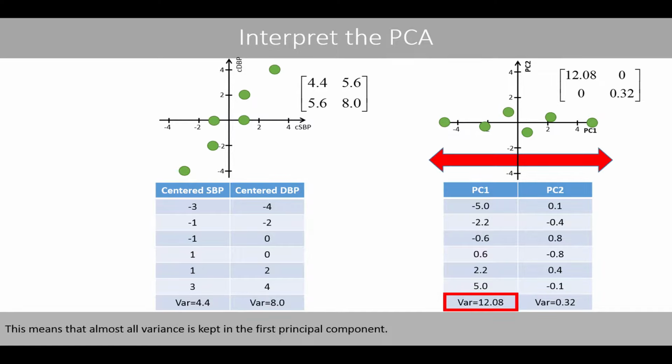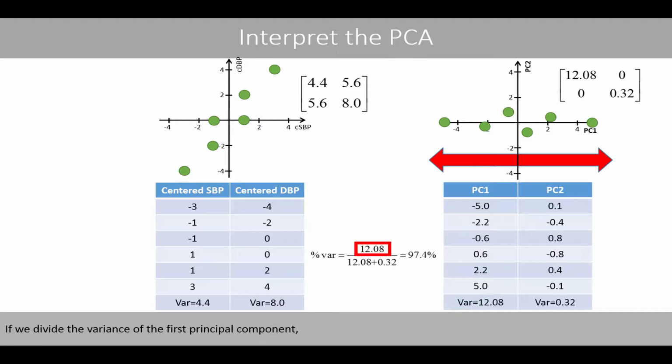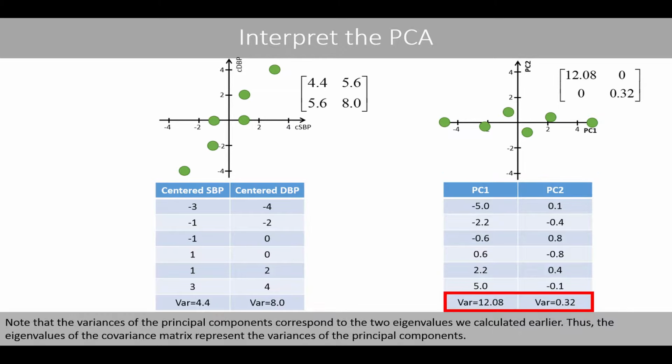This means that almost all variance is kept in the first principal component. If we divide the variance of the first principal component by the total variance, we see that the first principal component captures 97.4% of the total variance. Note that the variances of the principal components correspond to the two eigenvalues we calculated earlier. Thus, the eigenvalues of the covariance matrix represent the variances of the principal components.